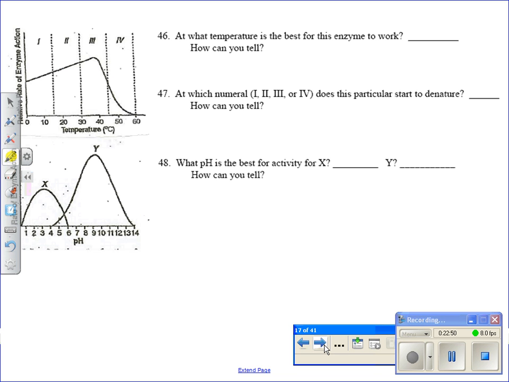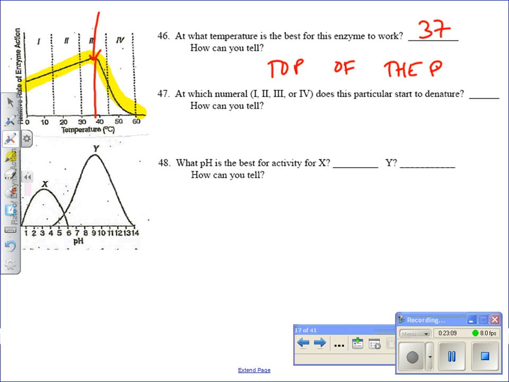What temperature is the best for this enzyme to work? When you're reading an enzyme graph, the best temperature is the top, the peak. So in this area right here, the top of the peak is the best temperature. So if I drop down there, I would say that's right around 37. What do you look for? You look for the top of the peak. That will be the best temperature that enzymes work at.